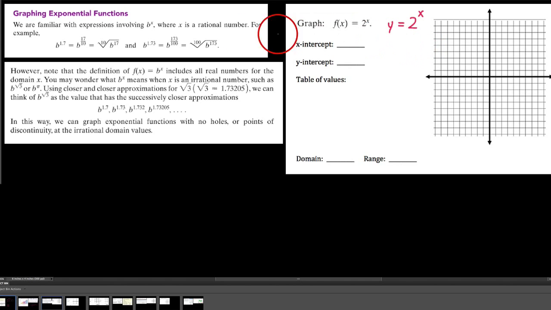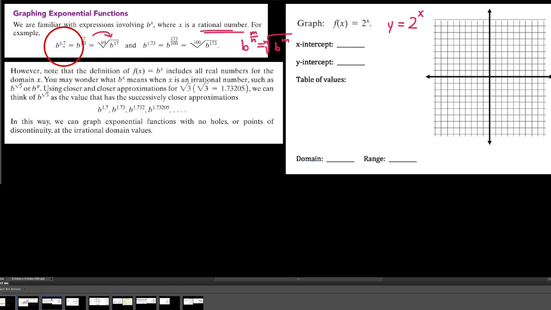Before we prepare to graph these, what I want to do is basically mention something here. We say we're familiar with expressions involving b to the x, where x is a rational number. That is, I can take b to the m over n, because recall that this really means the same thing as taking the nth root of b to the mth power. And so the reason why I mention this is because it means that if I were to take b to the 1.7, that's the same thing as b to the 17 divided by 10. And writing b to the 17 over 10, we know that's the same thing as b to the 17th power but the 10th root of that, and I could certainly find that.